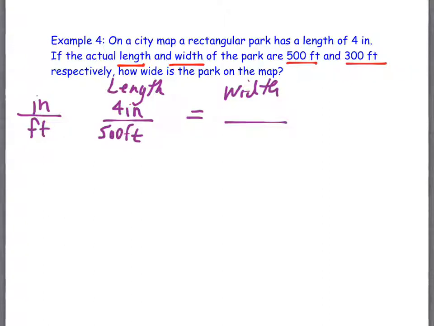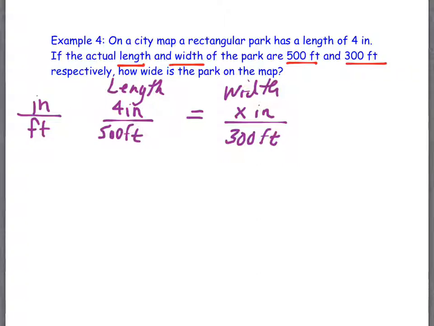All right, how about width? What's the width in inches? That's what we're trying to find. So that's the x inches. What is the width in feet? Good. And now we have a setup that we can solve, right? Got all the pieces in there with the comparisons made in the proper order.